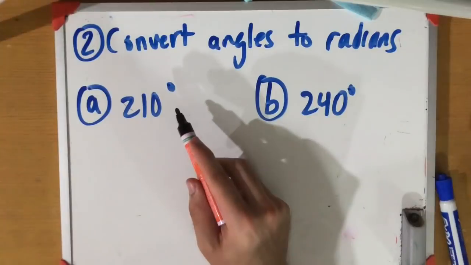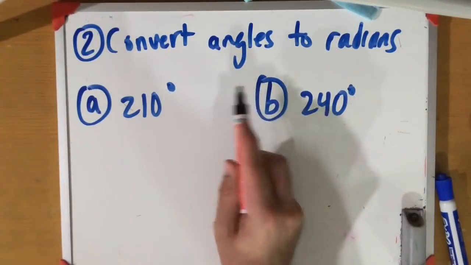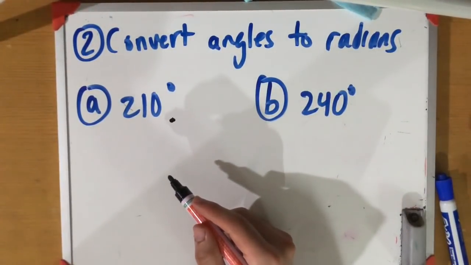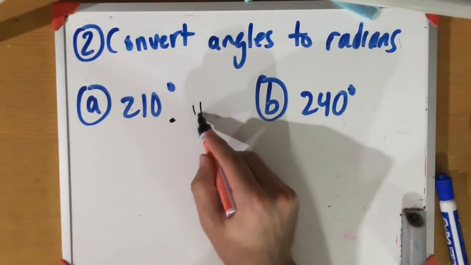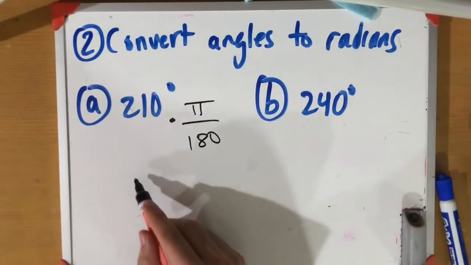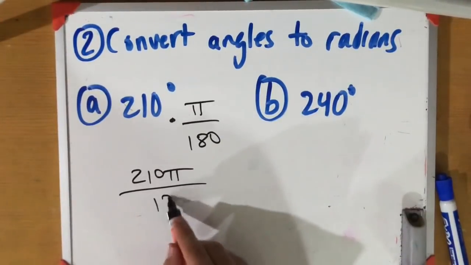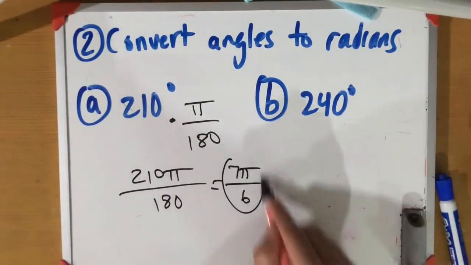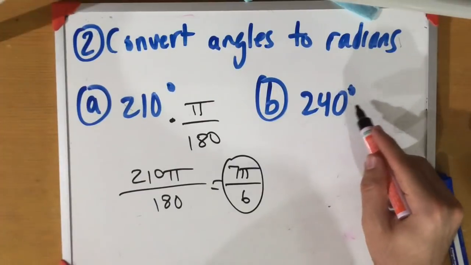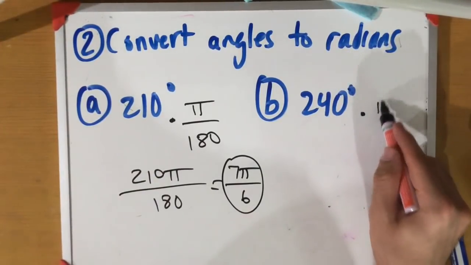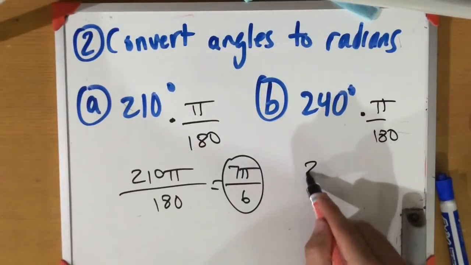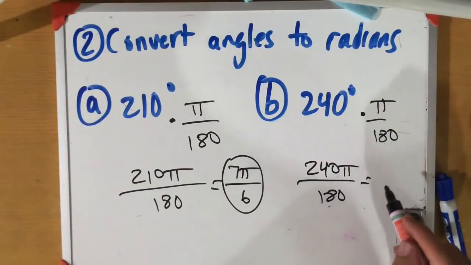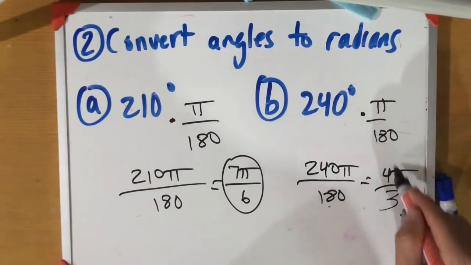All right, so now we have problem number 2 out of 12.1, converting angles to radians. Again, these are both in degrees. To go from degrees to radians, we are going to multiply by pi over 180. At this point we have 210 pi over 180. This would be equivalent to 7 pi over 6. Again, degrees to radians, we multiply by pi over 180. 240 pi over 180 is equivalent to 4 pi over 3.